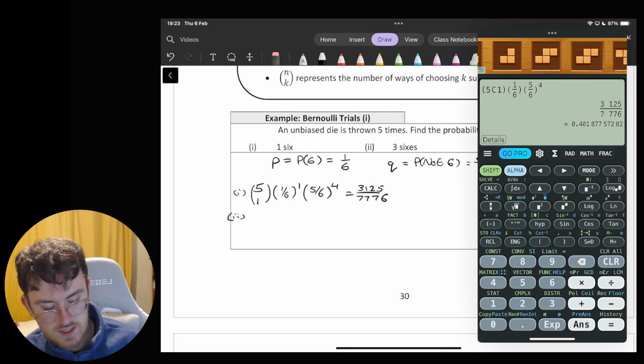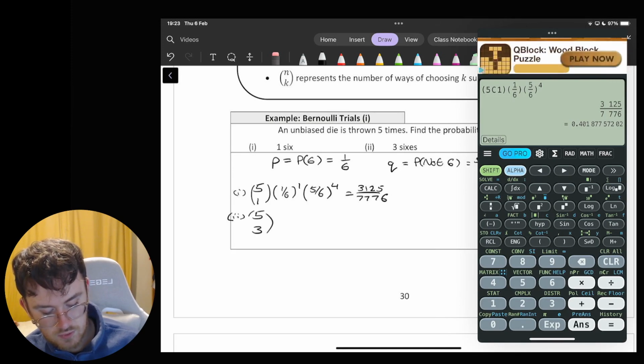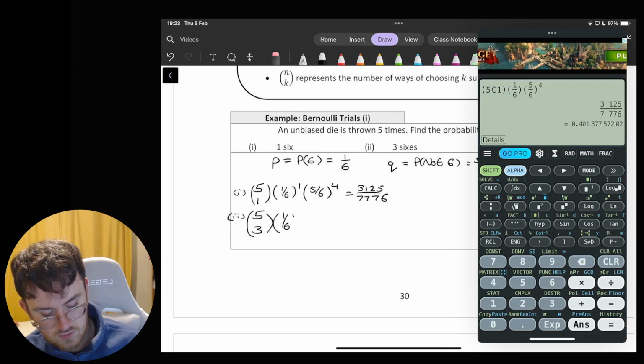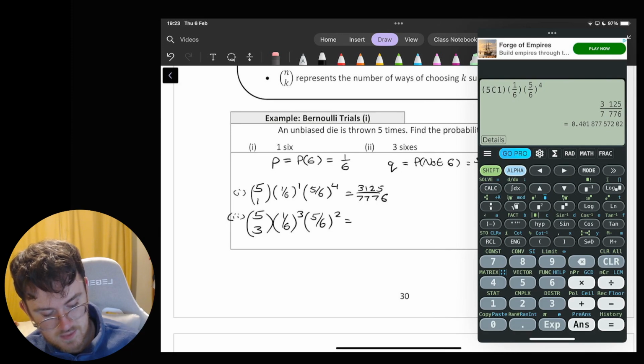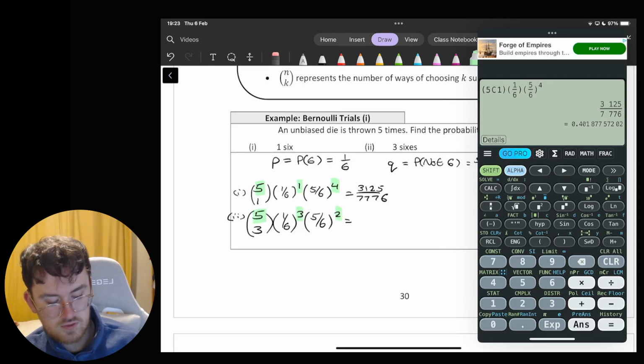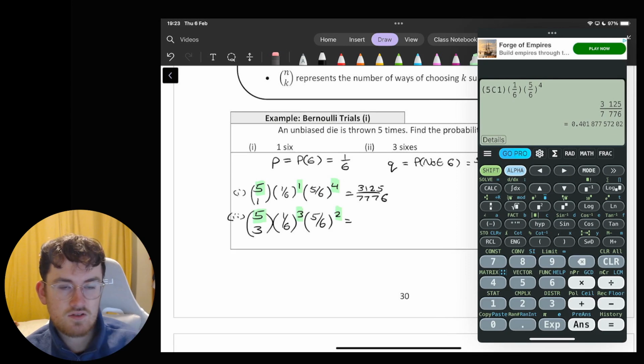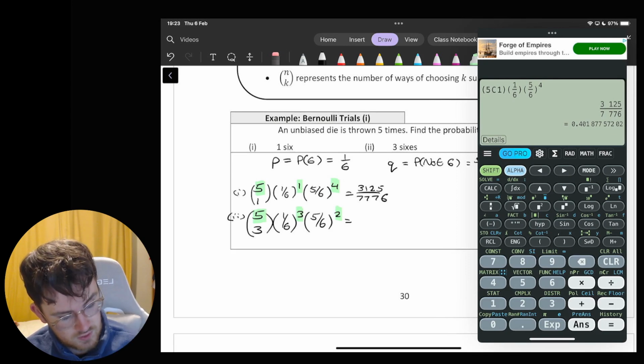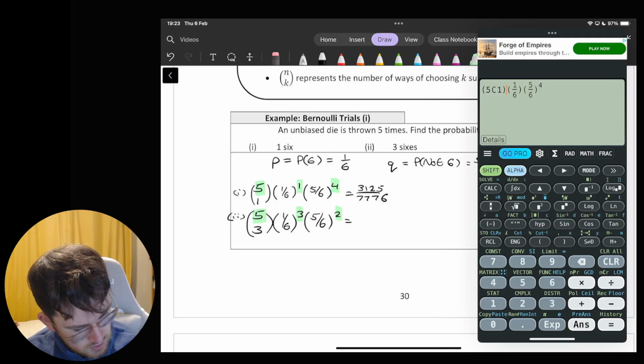Part 2, 3 sixes, so out of the 5 we want to choose to succeed 3 times, which means I need to fail twice. Okay, making sure, as I missed out on the first time there, that my 2 powers add up to match the number of trials in the question there. So if I succeed 3 times, I then fail 2 times.